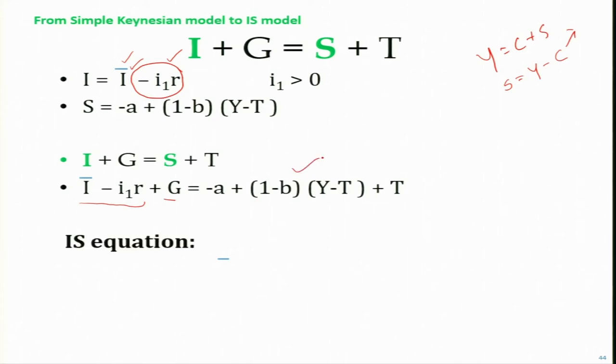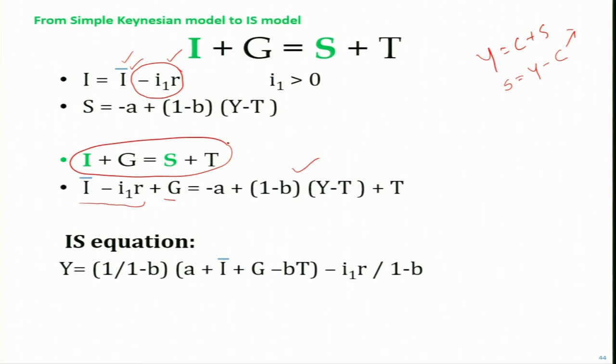Then finally, for the IS equation, the necessary condition is that I plus G should be equal to S plus T. We can rewrite the IS equation in this way, where Y is equal to 1 by 1 minus b, times a plus I bar plus G minus bT minus I1 r, divided by 1 minus b. So, this is the IS equation that we derived.